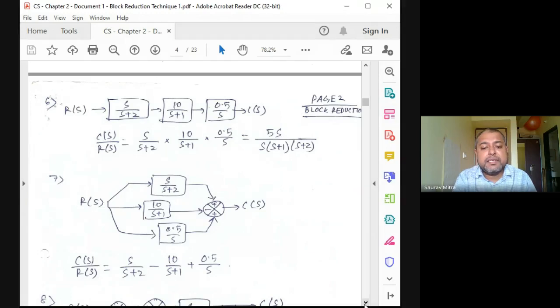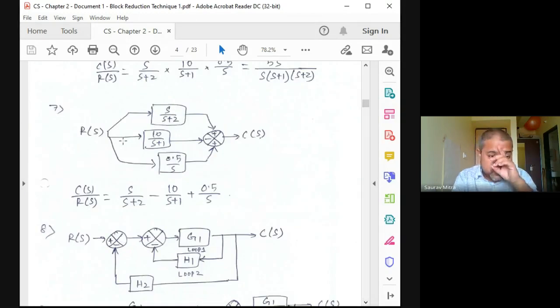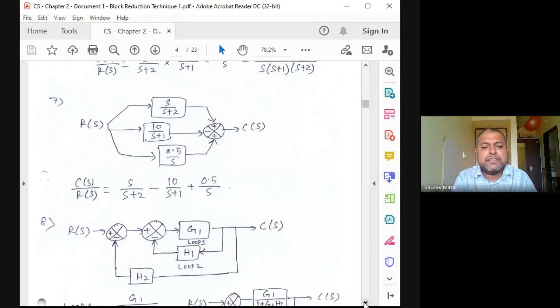And then this, number 7, is called parallel. So input is given to all these three systems in parallel, and two systems are positive and one system is in subtractive mode. So CS by RS will be S by S plus 2 minus 10 by S plus 1 plus 0.5 by S. So this is a parallel connection. All these are explained in yesterday's lecture, lecture number 10. Please follow that.